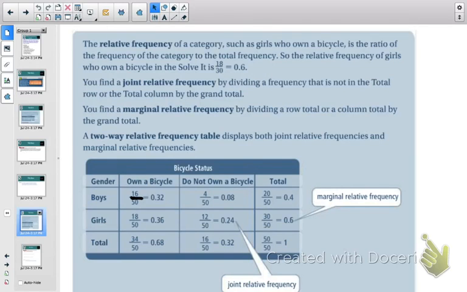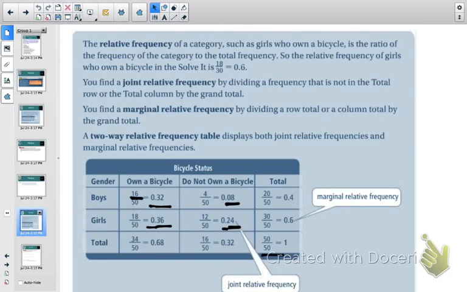We can divide that by the grand total of 50, and that gives us 0.32. 4 divided by 50 gives us 0.08. 18 divided by 50 gives us 0.36, and then 0.24. So those are all joint relative frequencies because they're within the body of the table, and we divide by the grand total.